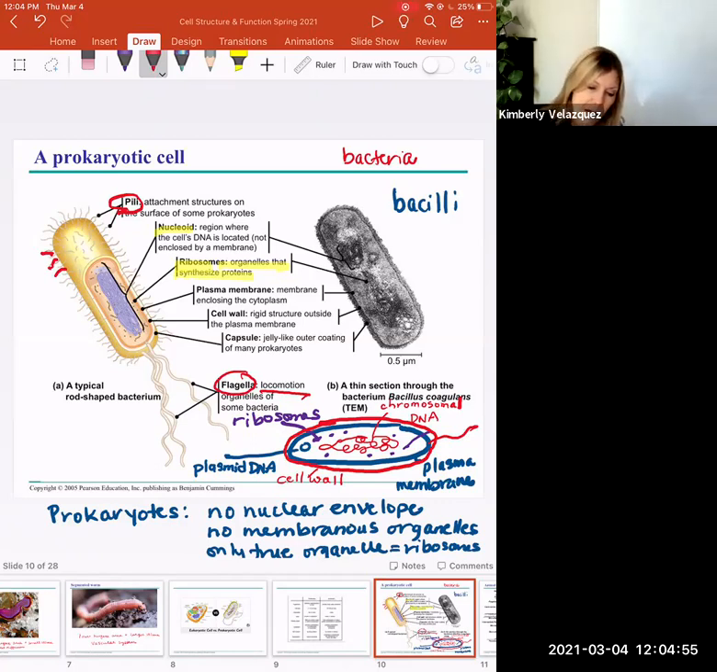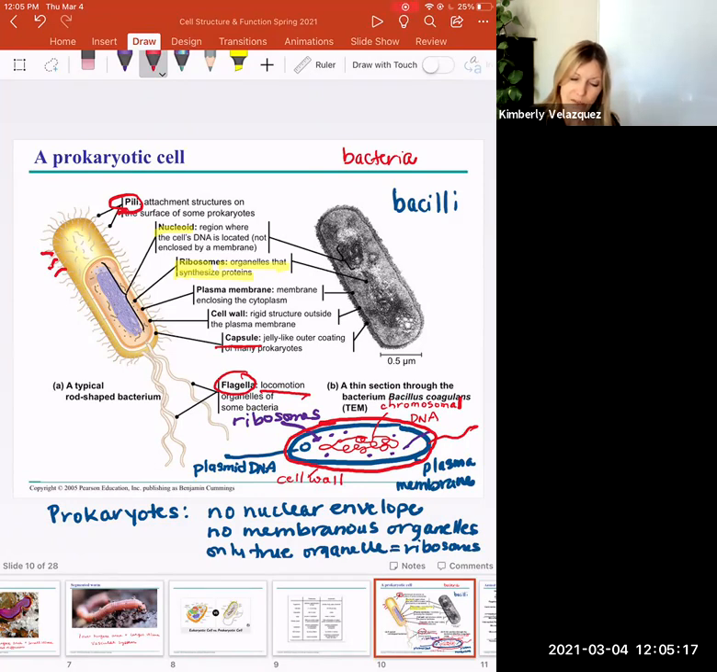Some actually have a capsule outside the cell wall that makes them even more resilient. So things like anthrax and botulism. The reason those are so resilient is they have this capsule on the outside of the cell wall that makes them even tougher to kill. So they're resistant to UV radiation, heat, cold.